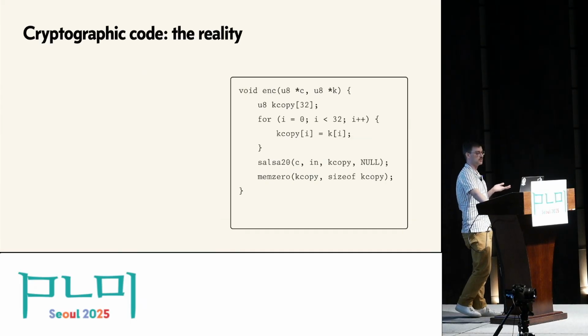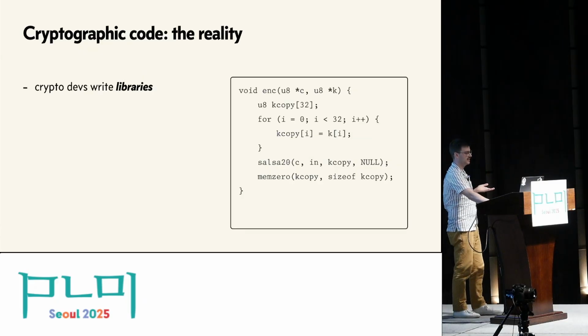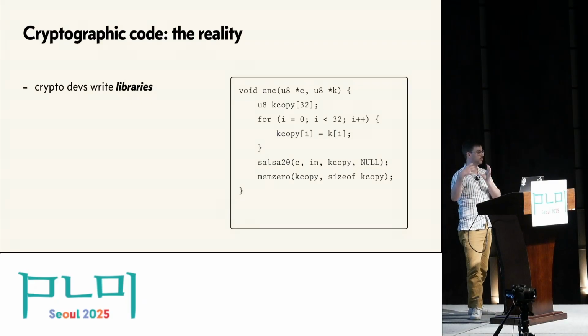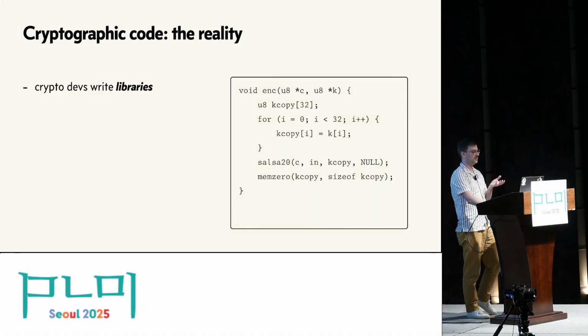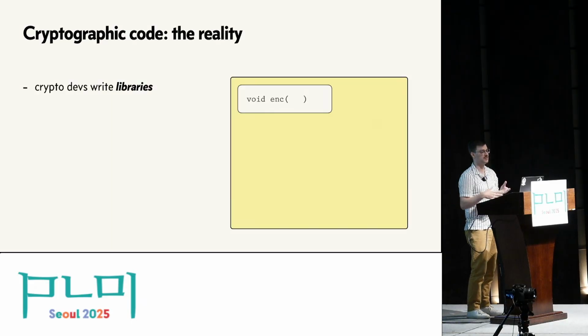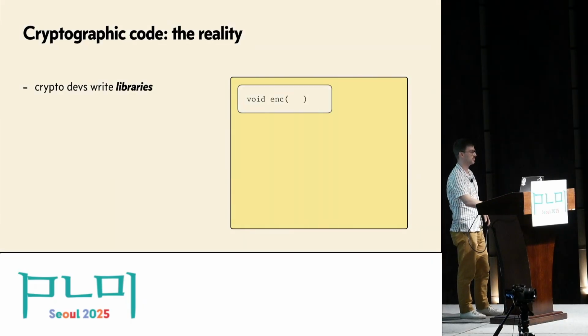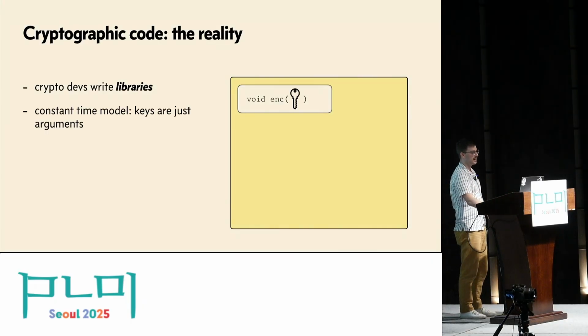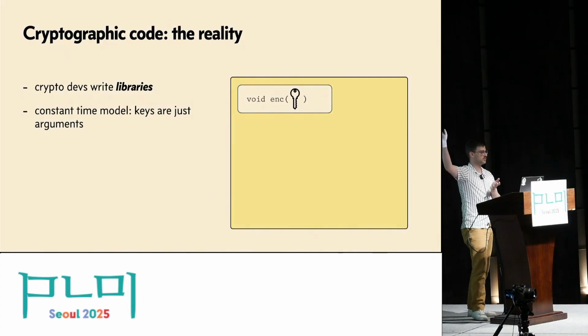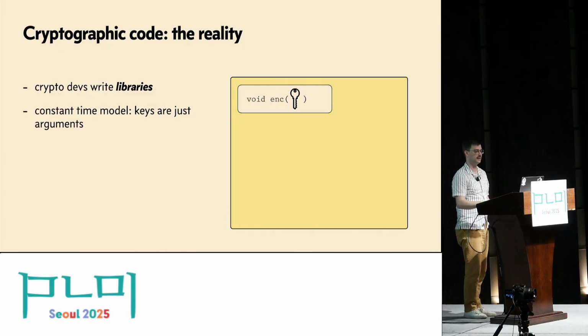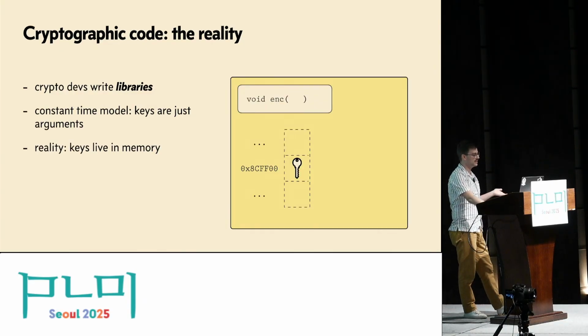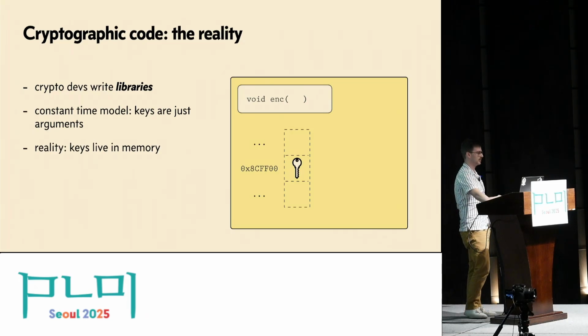What this leads to is that the reality of cryptographic code is that it's written as libraries by cryptographic developers and then used by the rest of us. That is, cryptographic code doesn't just look like this nice little encryption function. It is a function being used in an application by those of us who do not write cryptographic code. This means that in the model of classic constant time, keys are just treated as arguments to a cryptographic function. But the reality is these keys live somewhere in the memory of the application itself.